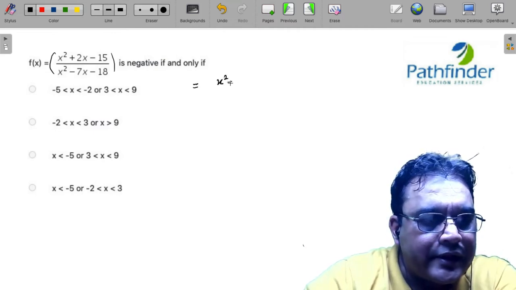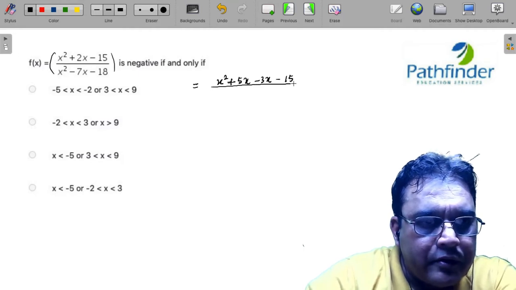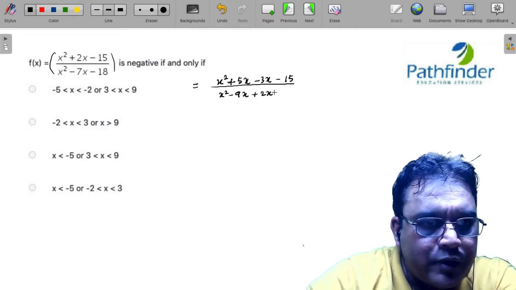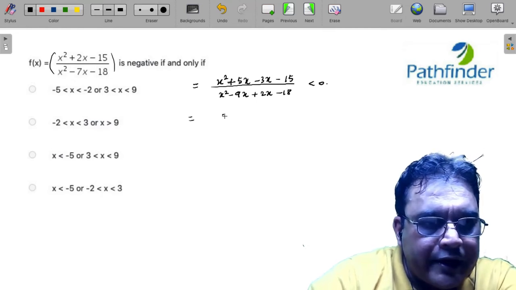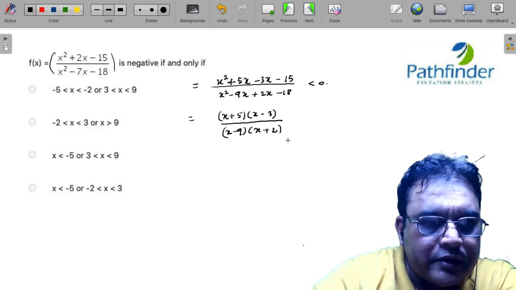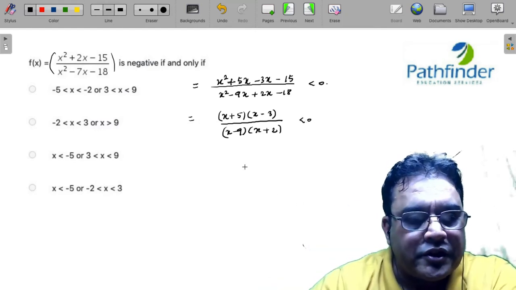So we write the numerator as x square plus 5x minus 3x minus 15, whole of this divided by x square minus 9x plus 2x minus 18, and we want this to be less than 0. So we get the factors in the numerator as (x plus 5) into (x minus 3) upon (x minus 9) into (x plus 2), and we want this to be less than 0. We can easily solve this question by wavy curve method.